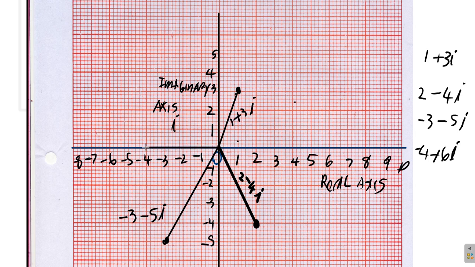Alright. 6 positive, so we go upwards. And 6 would be located here. I didn't have 6 there before. So let's write it. 6. And this is our complex number, negative 4 plus 6i. So, we represented those 4 complex numbers on this number line. We use the Argand diagram to represent them.